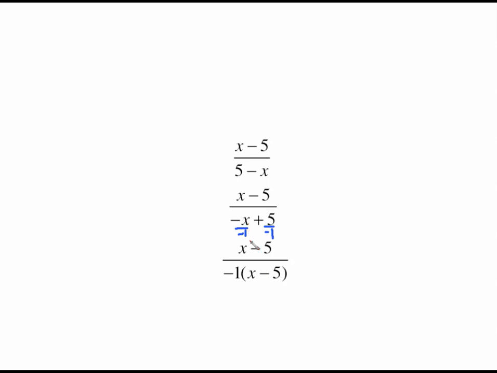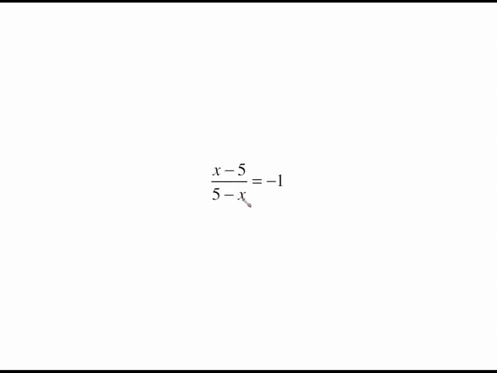Negative x divided by negative 1 is positive x. 5 divided by negative 1 is negative 5. So now we do have identical binomials. x minus 5 cancel out. And when I cancel those out, of course, there's a 1 on top, and 1 divided by negative 1 is negative 1. That says this simplifies and gives us negative 1.